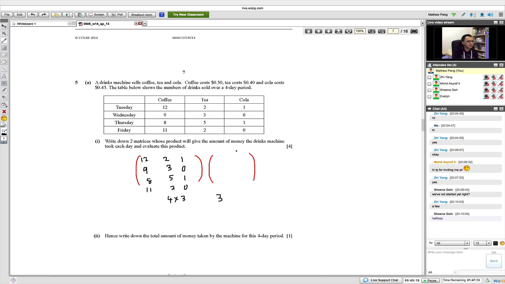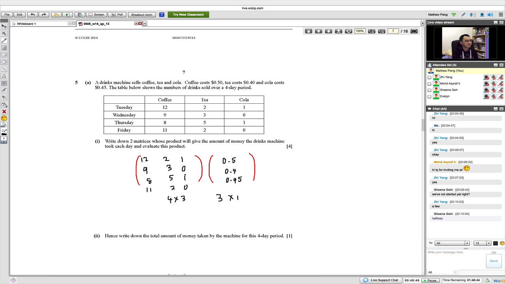I need to put the costs into this matrix, because the question asks to find the total amount of money the drink machine took for each day. So I will do a 3 multiply 1, because I only have 3 pieces of information. Coffee will be 50 cents, tea will be 40 cents, and cola will be 45 cents. This is 3 multiply 1.